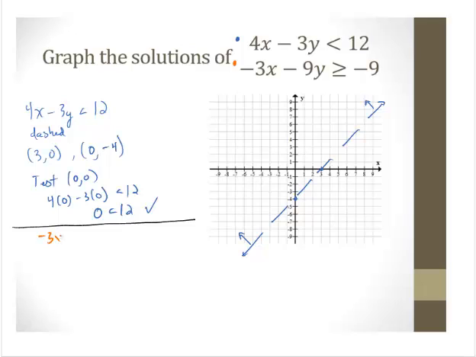Negative 3x minus 9y is greater than or equal to negative 9. I'm going to use a solid line. And let's do the intercepts again. The x-intercept, negative 3x equals negative 9, x would be 3, so (3, 0). And the y-intercept, negative 9y equals negative 9, y would equal 1. So we have (3, 0) and (0, 1). And again, this time we use a solid line.